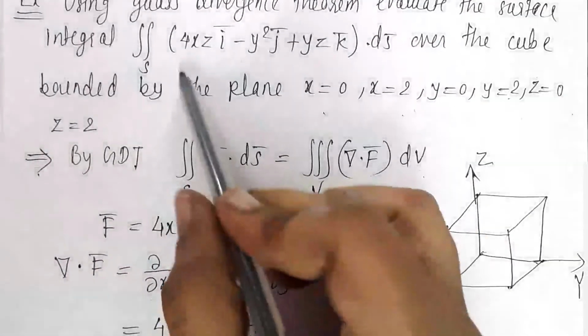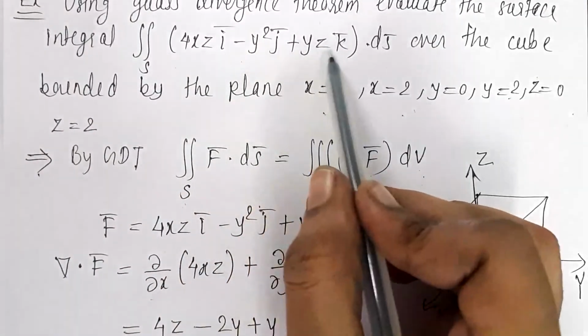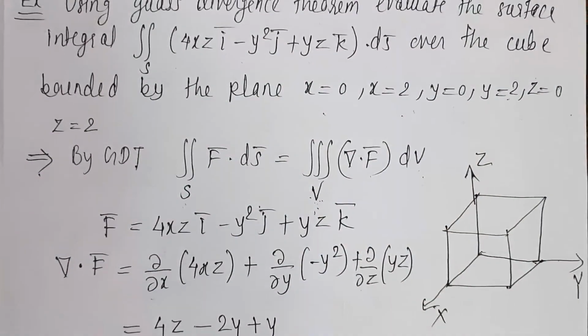So the answer for the given integral, the double integral over S of 4xz i minus y square j plus yz k, is equal to 24.